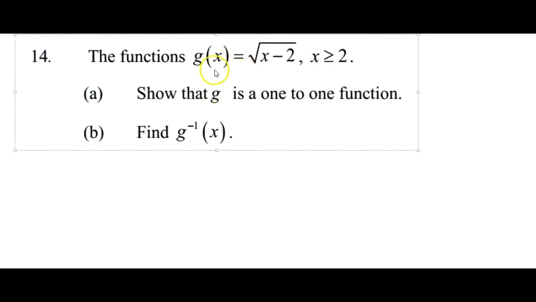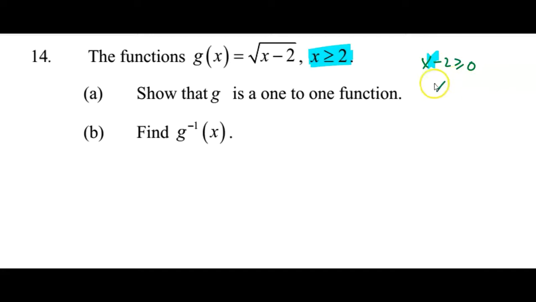For this example, you are given g(x) as the square root of x minus 2, and the domain is already given. Even if the domain is not given, you must know that x is greater than or equal to 2, because x minus 2 always has to be greater than or equal to 0. From here, you solve it and get x greater than or equal to 2. Then we need to show that the graph g(x) is a one-to-one function. You can use either a graphical method or an algebraic method.